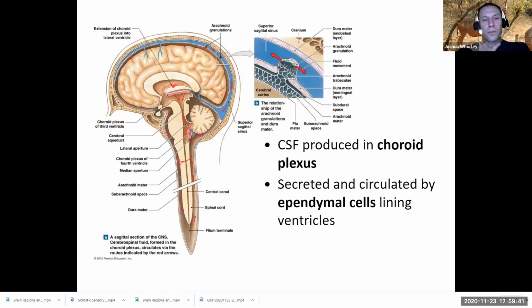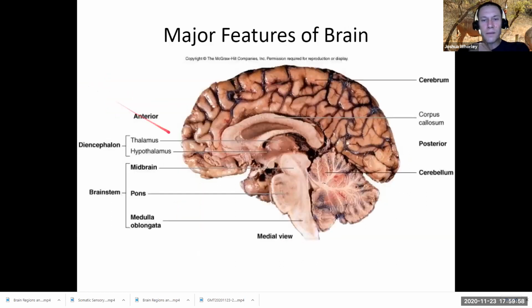Now that is secreted or produced in a couple of places here, right? That cerebrospinal fluid is produced in the choroid plexus, in the ventricles, right? And then those ependymal cells that line the central canal, as well as these ventricles, help to circulate it all around. Okay, let's look at the major features of the brain.